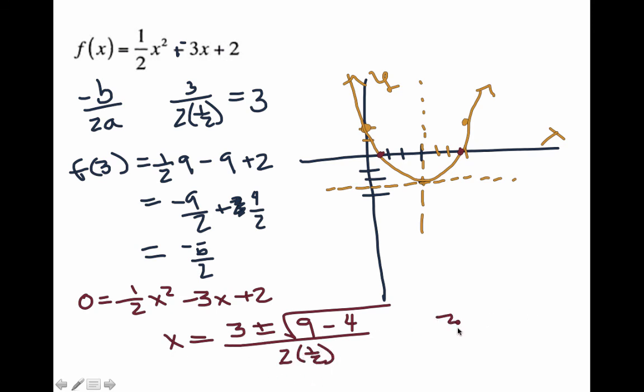Simplify this and you get 3 plus or minus the square root of 5, all divided by 1. 3 plus the square root of 5, 3 minus the square root of 5. Good? There they are. 3 plus root 5, 3 minus root 5. The next video is about rewriting those functions.